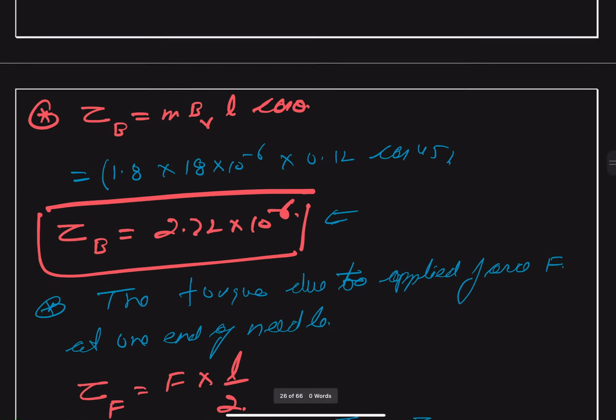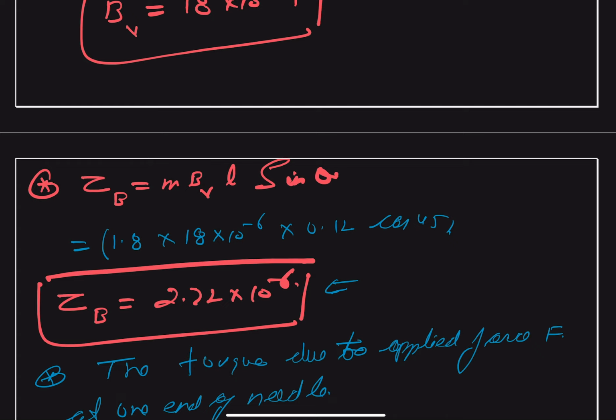This formula, yeah, sine. Oh, my mistake. I have written a cos here. My mistake. This has to be sine of theta. Okay.